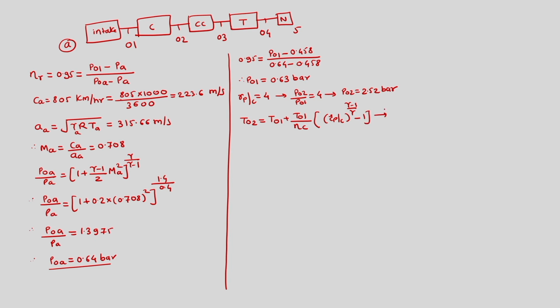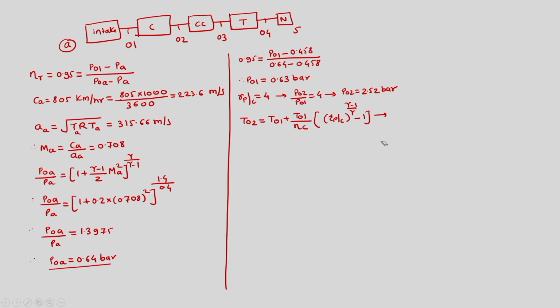We know how to derive this formula from the fact that compressor efficiency is equal to T naught 2 dash minus T naught 1, divided by T naught 2 minus T naught 1. Then if we take T naught 1 common, T naught 2 dash upon T naught 1 becomes P naught 2 dash upon P naught 1, which is RPC raised to gamma minus 1 upon gamma.